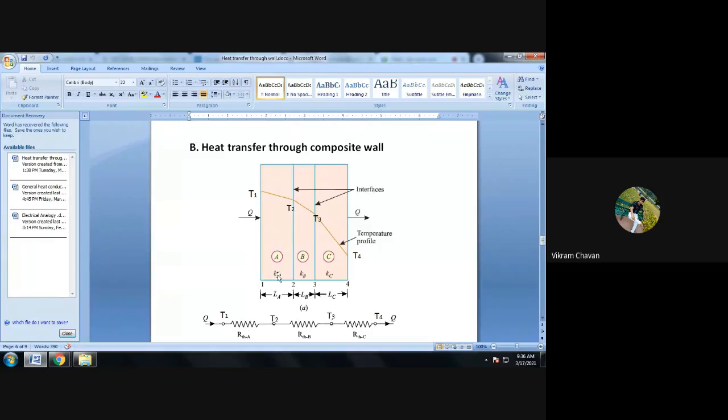Let us consider that the A wall surface is maintained at a T1 degree Celsius temperature, which is higher than the other temperatures. Here we are going to consider that T1 is greater than T2, T2 is greater than T3, and T3 is greater than T4. So T1 and T4 are the surface temperatures which are exposed to the environment.